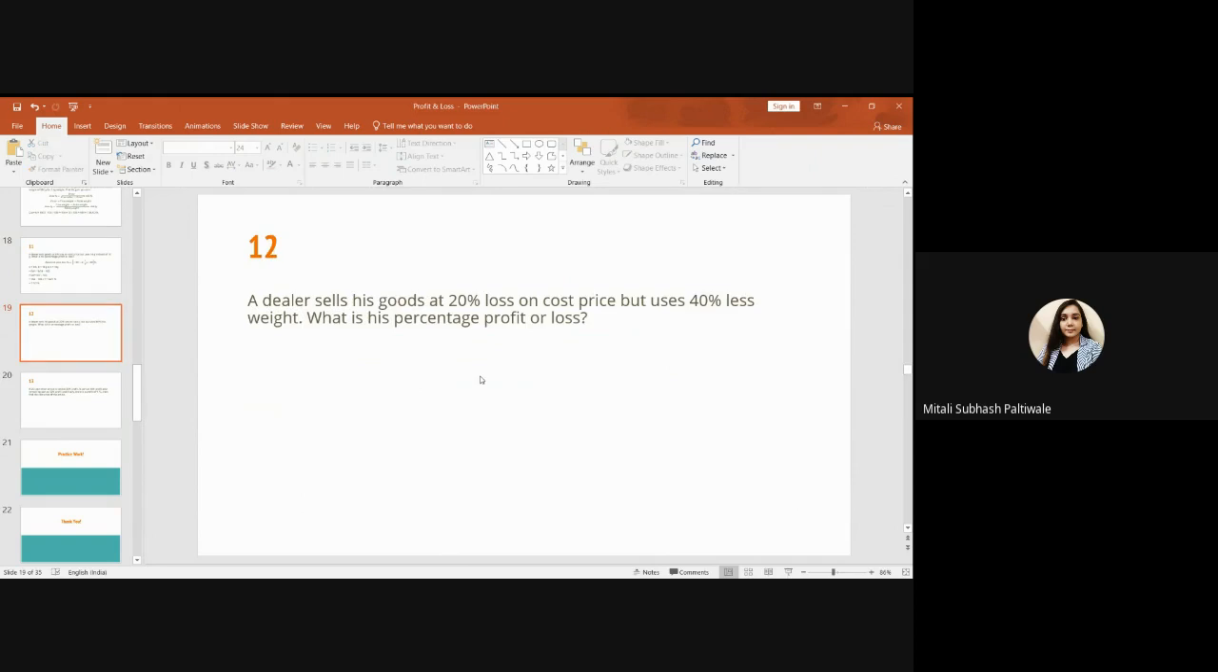This says a dealer sells his goods at 20% loss on cost price but uses 40% less weight. So, what is his profit percentage or loss percentage? Now, one more thing, I'll tell you that there is a direct formula. I'll give the direct formula first and then I'll tell you.